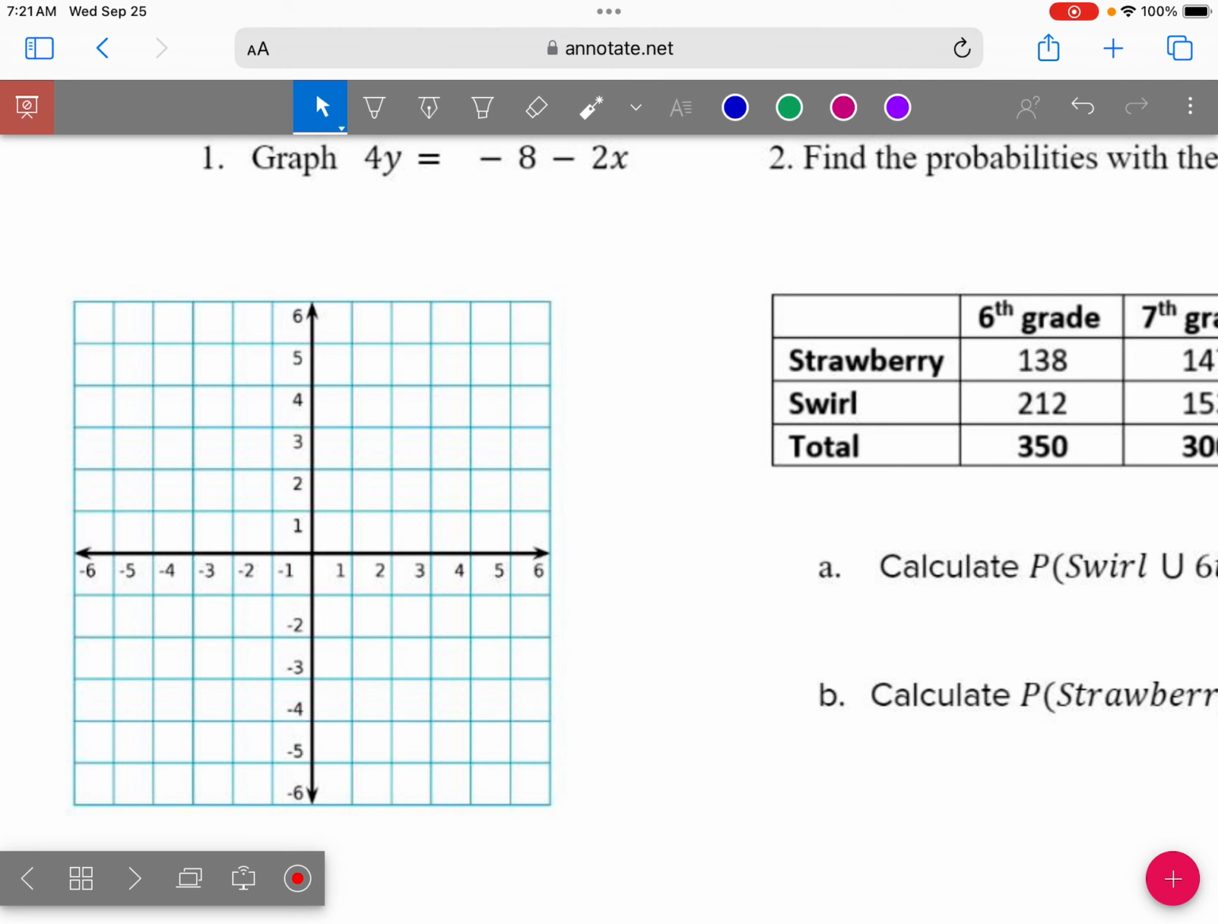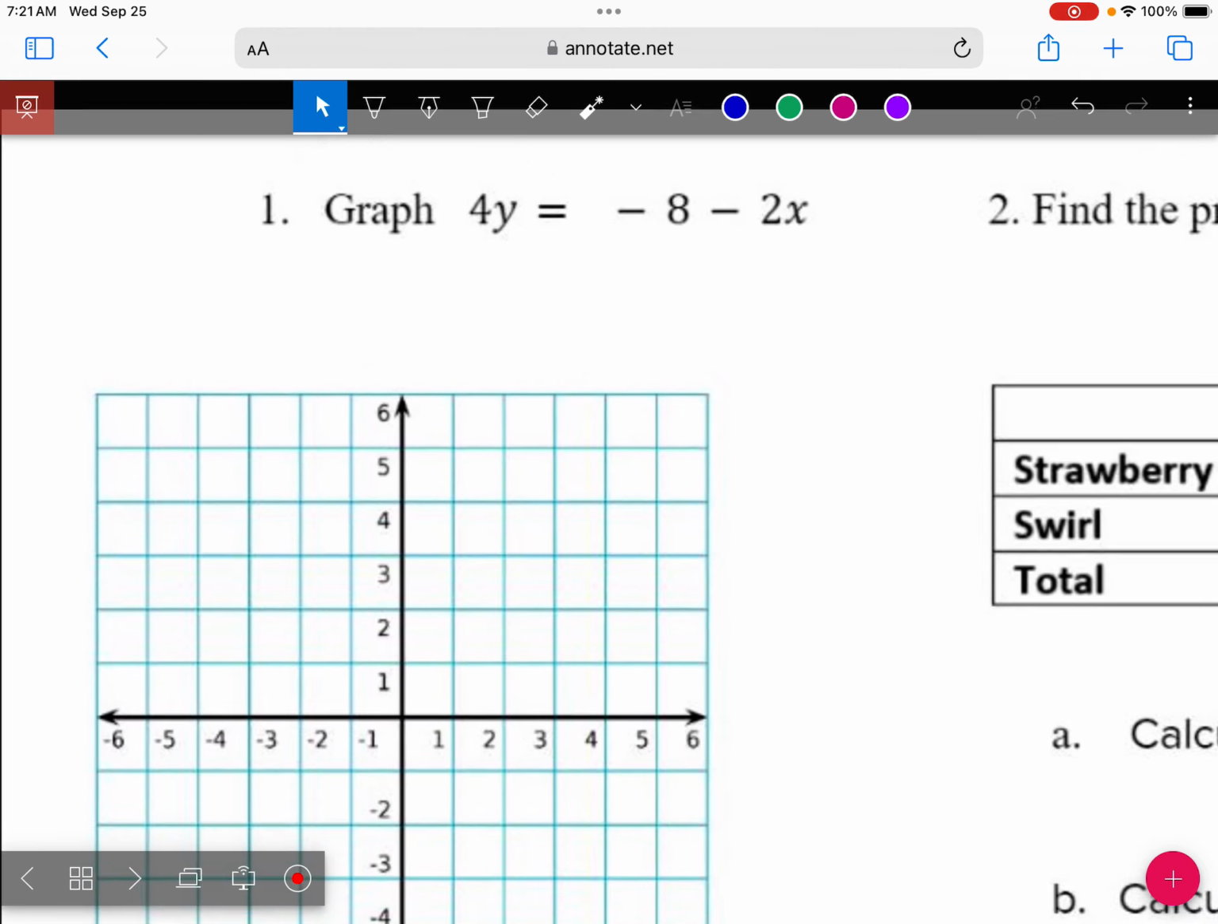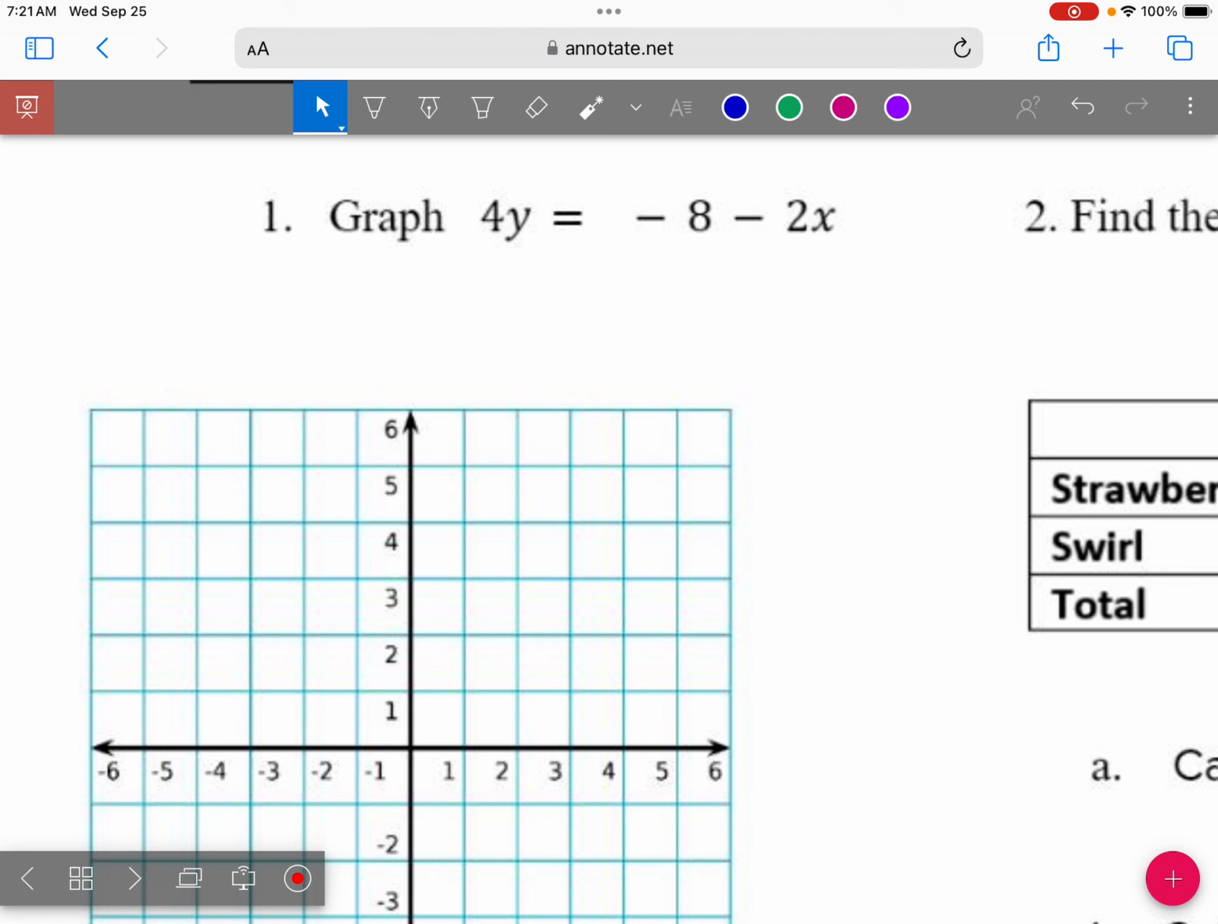Got it. So what can I do with this equation to make it be something we can graph? Because right now it's kind of icky. Yeah, if I divide everything by 4, that's going to make it so I can put this in slope-intercept form. But if I divide one thing by 4, so if I'm on this side of the equal sign and I divide by 4, I have to divide absolutely everything over here by that same number.